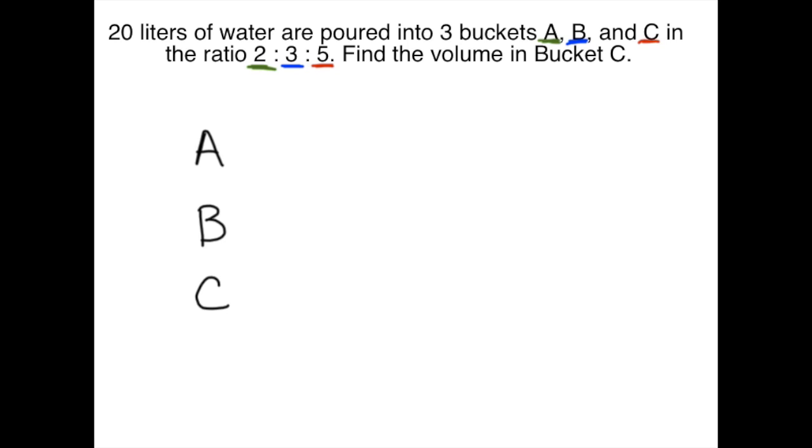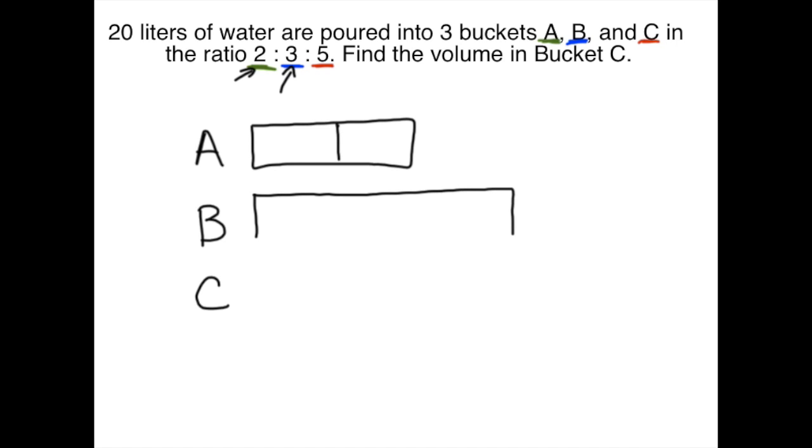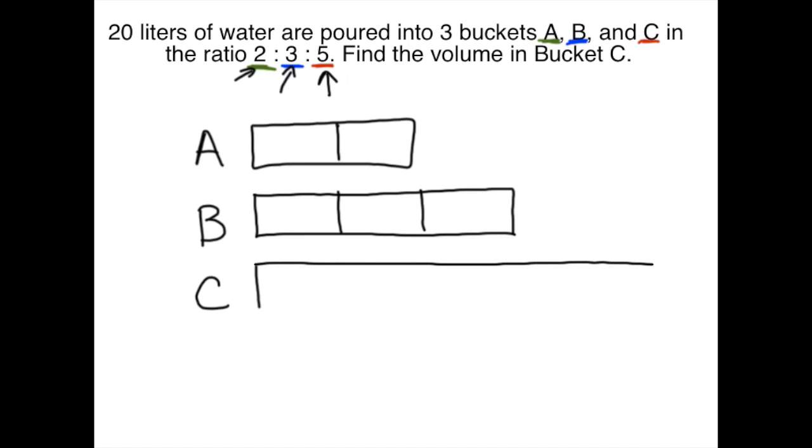And again, we know that ratio problems are always set up as comparison. So A, we have 2 units. B, we have 3 units. And remember, they have to be the same size. We need each unit to be the same. And C, we have 5 units. And I'm going to want them to match up and be the same size as the other units as well.